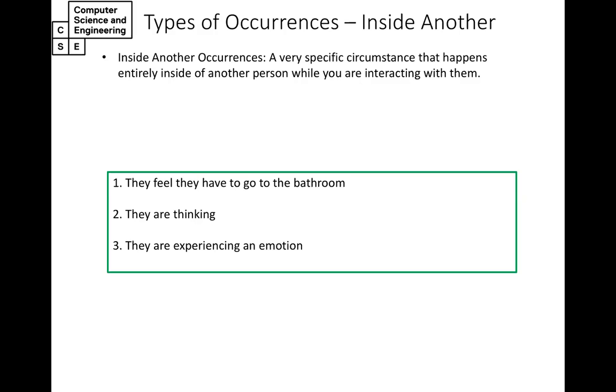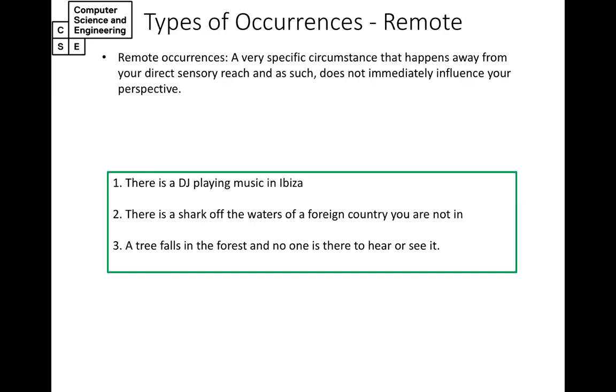And then basically this is the opposite, something that's happening inside of someone else. And then remote. Most things that happen are remote. You don't know they happen, you'll never know they happen. When you know it happened, to the extent you can really know anything happened, then it would become derived.